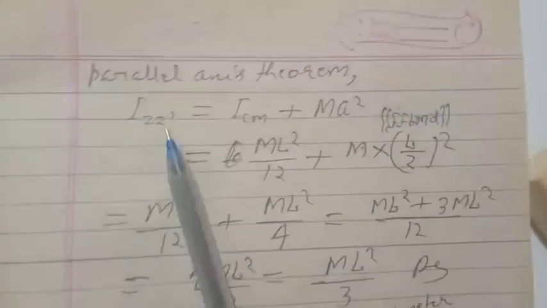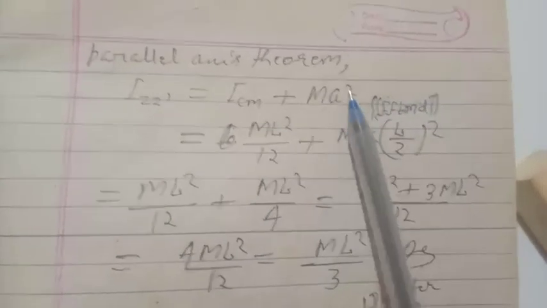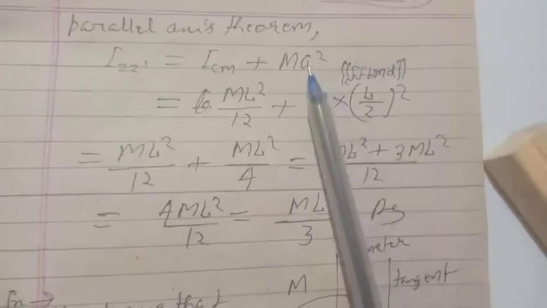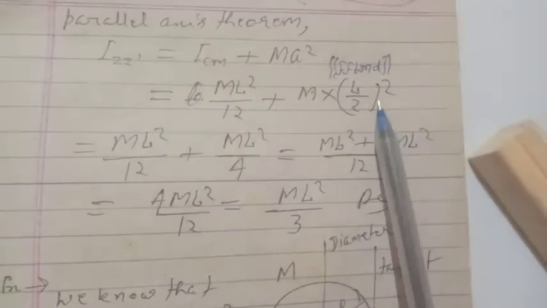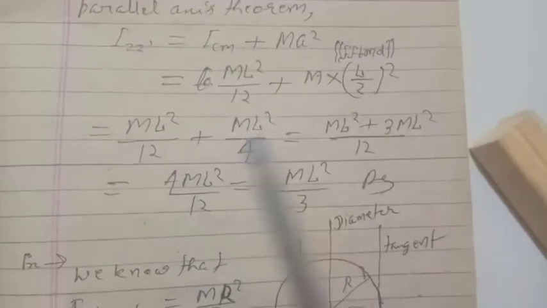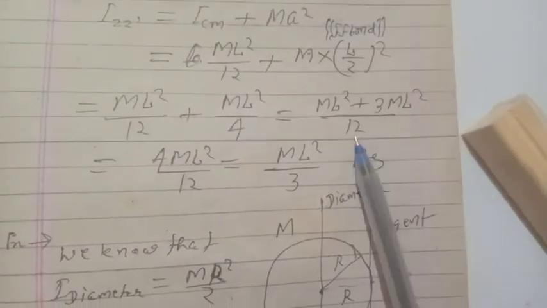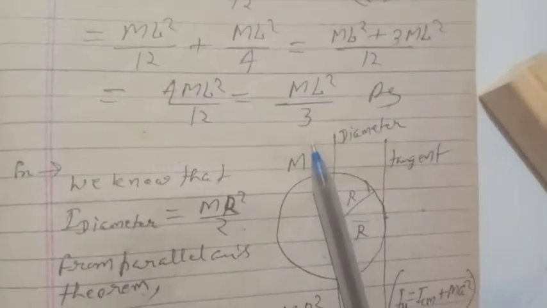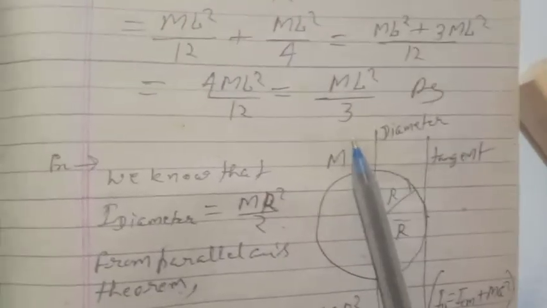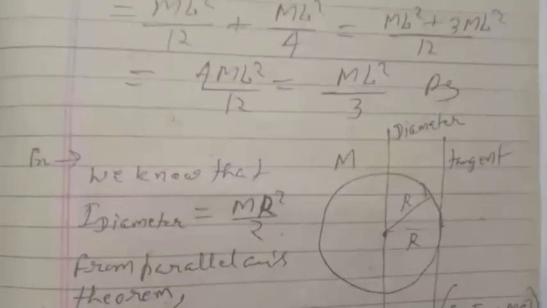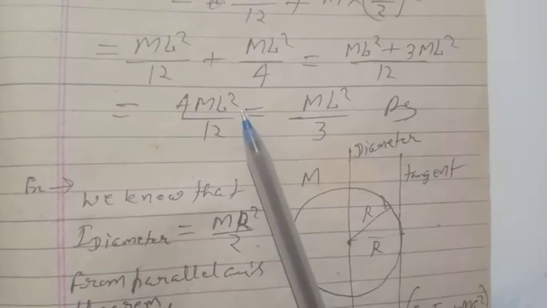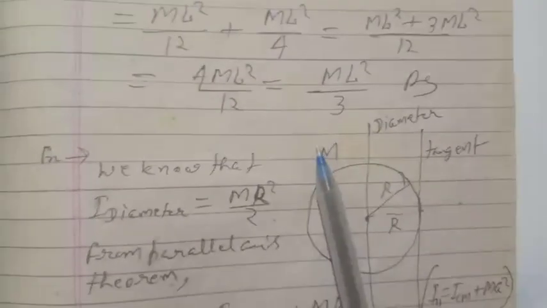So from the parallel axis theorem, I_ZZ dash equals I_CM plus M into a square, or ml square by 12, which we have calculated earlier, plus m into a square. Now a is L by 2, so L by 2 the whole square. ml square by 12 plus ml square by 4, that is ml square plus 3 ml square by 12, 4 ml square by 12, which is ml square by 3. So the moment of inertia of a rod about one of its ends will be ml square by 3.